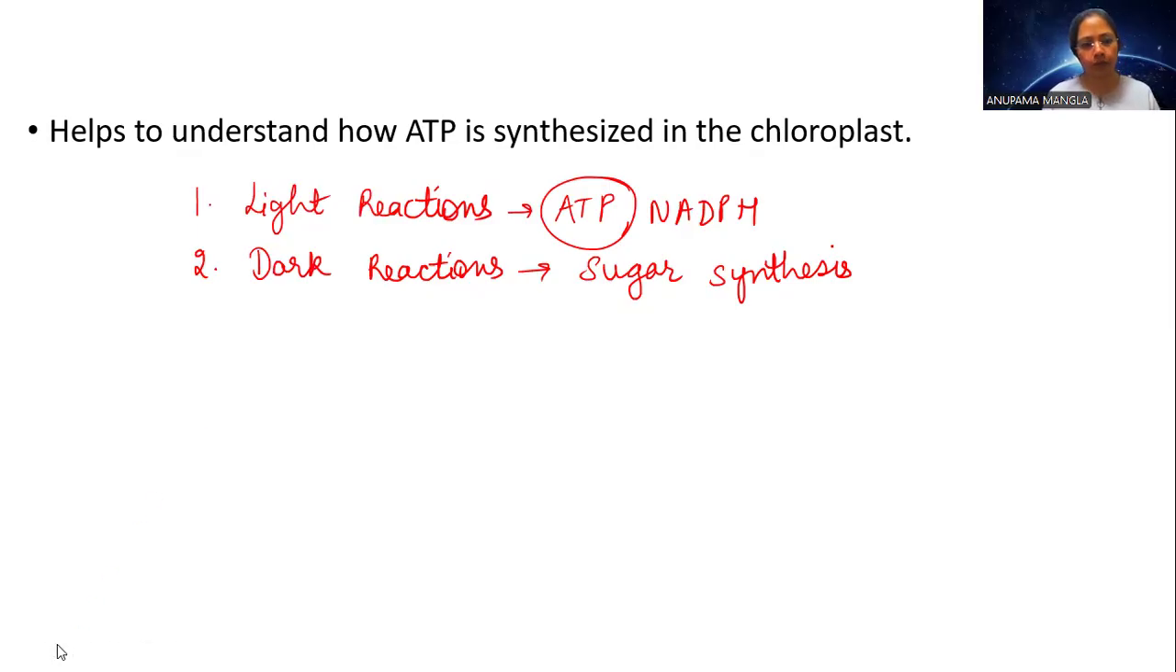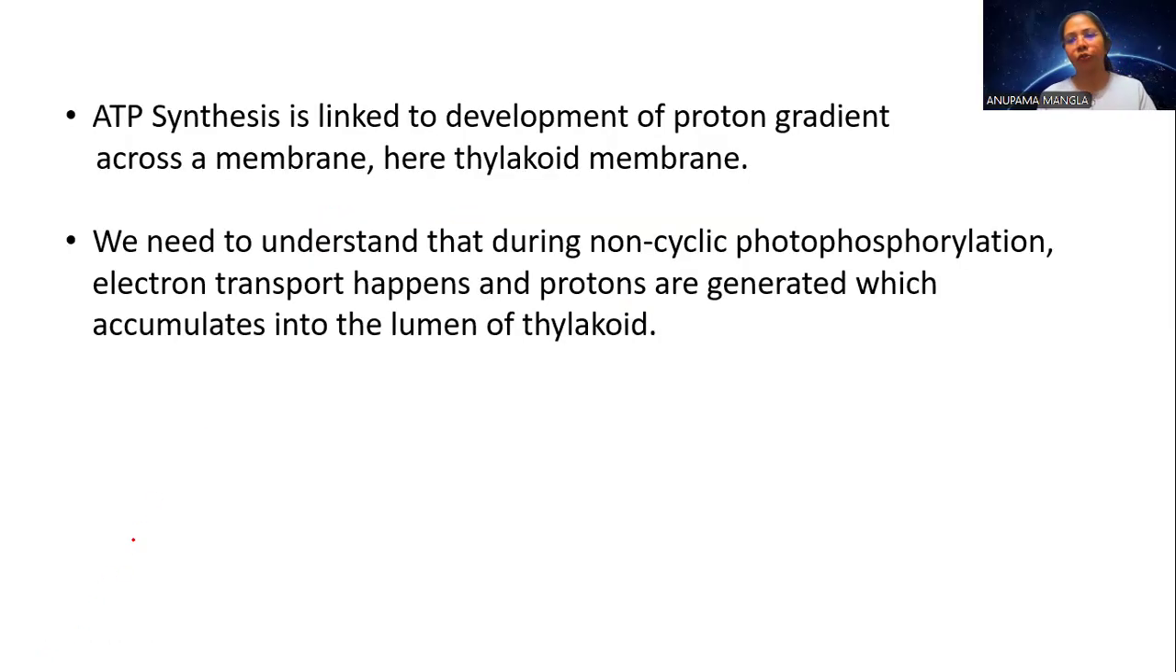Now, moving to the next part. As per the theory, ATP synthesis is linked to the development of a proton gradient across a membrane, which is specifically the thylakoid membrane here. This we need to understand properly: in the explanation we will see how a proton gradient is developed across this thylakoid membrane.